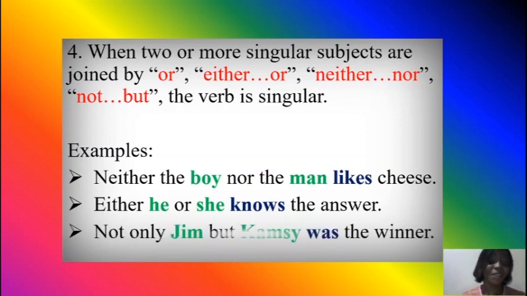Let's look at the third example here. It says, not only Jim, but Kamsi was the winner. Jim is a singular subject. Kamsi is also a singular subject. So not only Jim, but Kamsi was the winner.